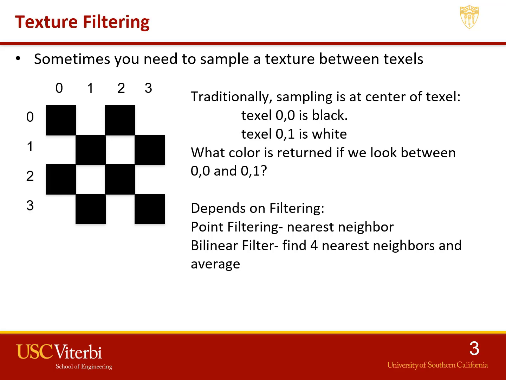Maybe I meant it to be sort of a gray field, in which case, as I go across here, I want to smoothly blend from black here to white here. So if I sample right there, I should get sort of a dark gray color. And that would be called bilinear filtering.